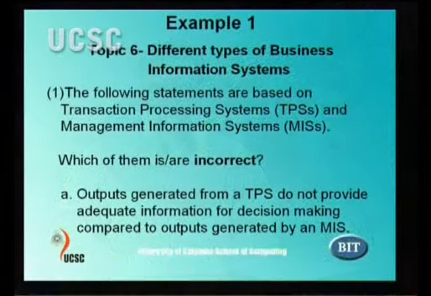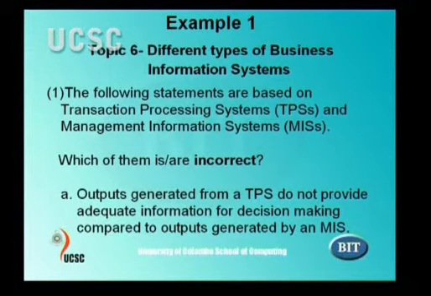Yeah. So the first question which we are going to select is one from topic 6, different types of business information systems. And before the question there is a statement. The following statements are based on the transaction processing system TPS and management information system MIS. And the question is, which of them is incorrect?